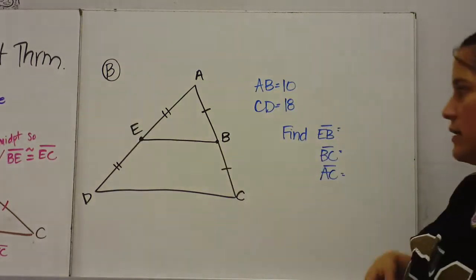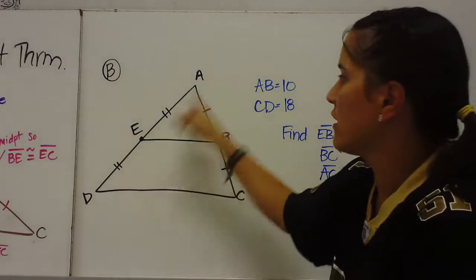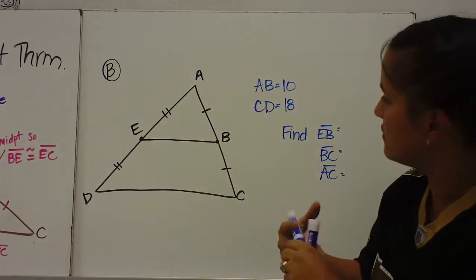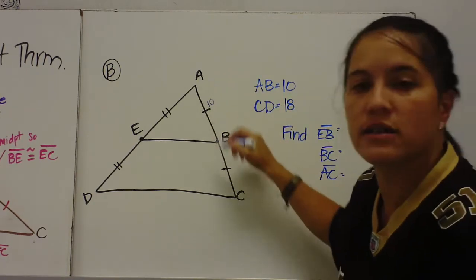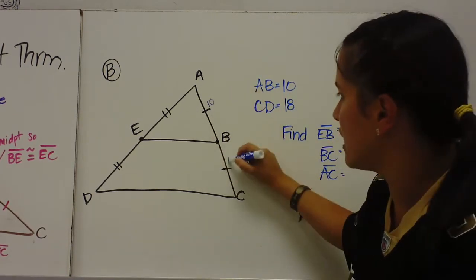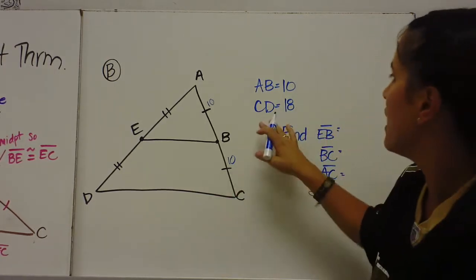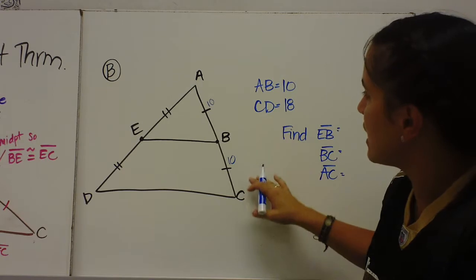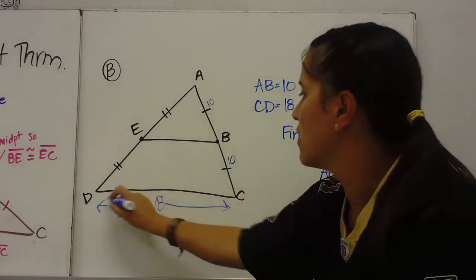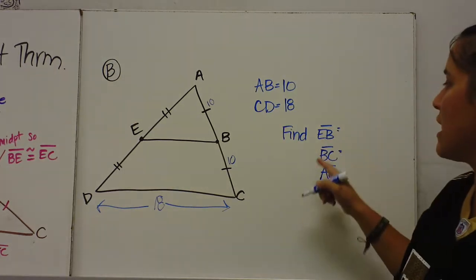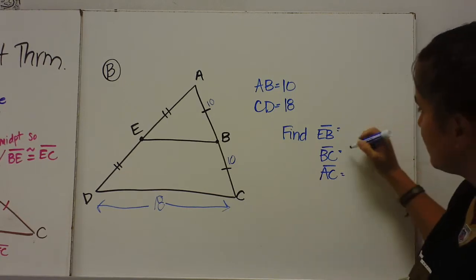All right, example B. In this triangle, AB is 10, so we put 10. These little marks mean congruent, so we know that's 10 too, and let's put 10 there. It'll probably make it easier for us in the long run. CD is 18. My questions are find EB, BC, and AC. Well, we've already found BC is 10.